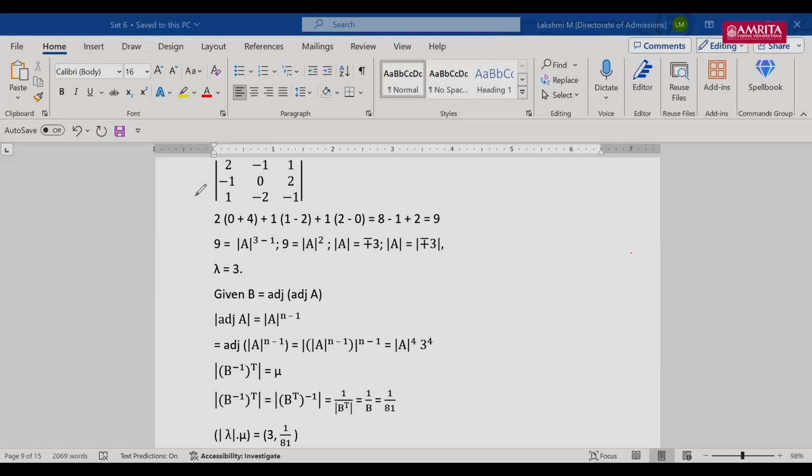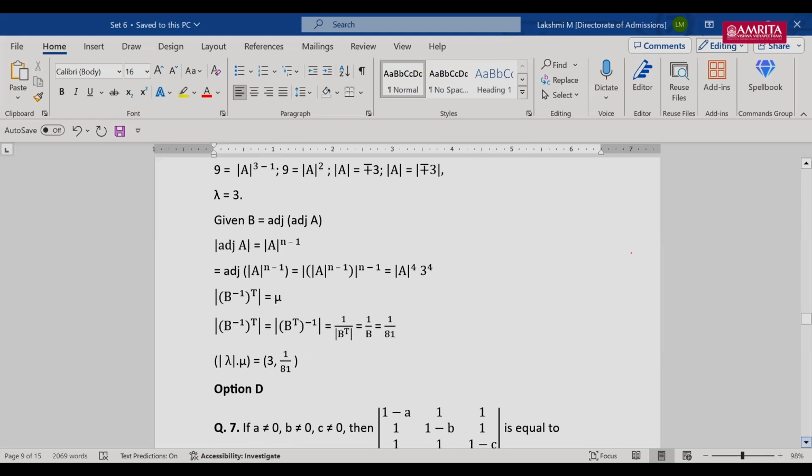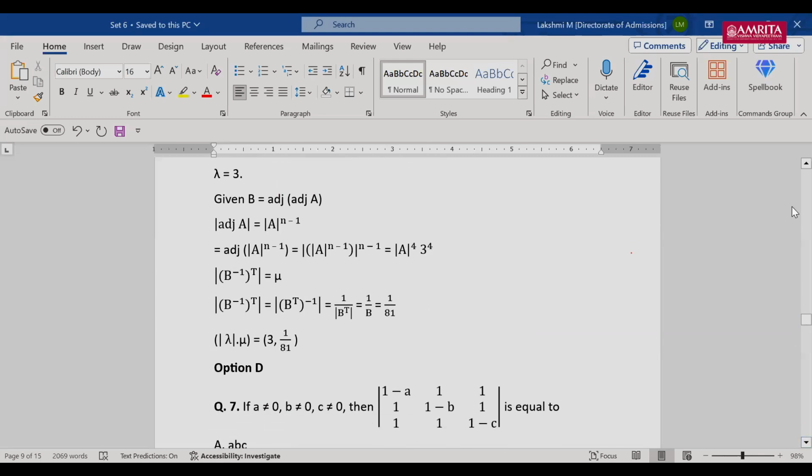And the answer is 3, 1 by 81. I would look into the options, I think option D only. Most of the students have given the other option, 381. You have not thought about this concept, because it's 1 by B only. That is 1 by 81.